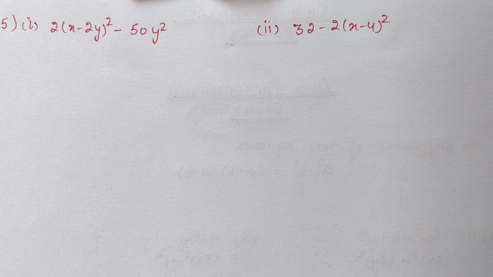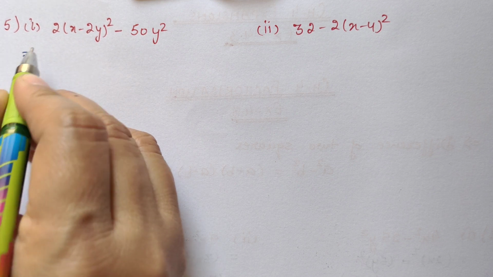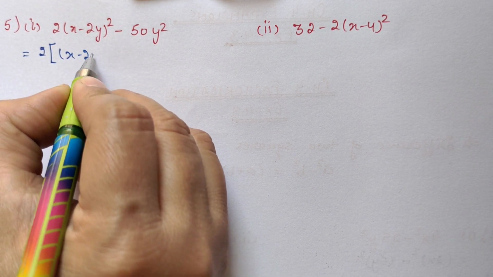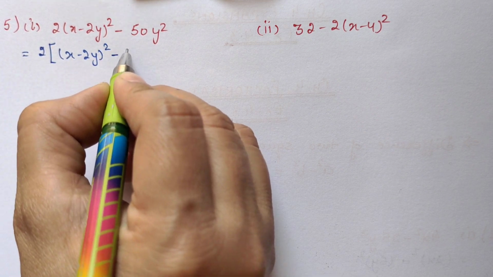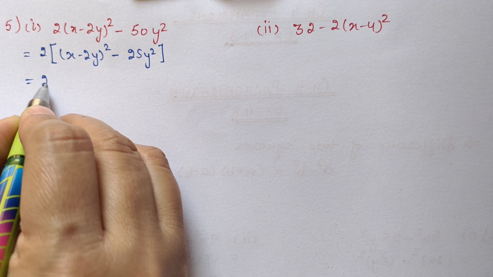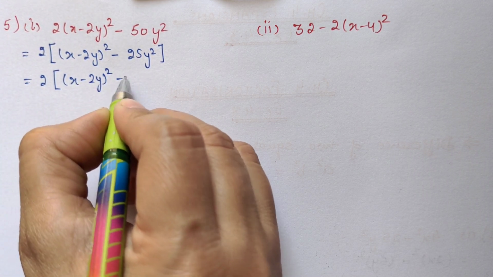Next we have fifth question, first part: (2x - 2y) whole square minus 50y square. First of all we will check whether we can take out anything common or not. You can see from these two terms, 2 we can take out as common. Then inside the bracket will be (x - 2y) whole square minus 25y square. This 25y square also we can write as (5y) whole square.